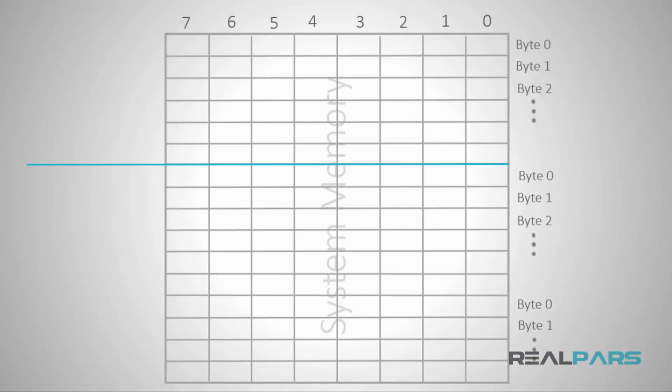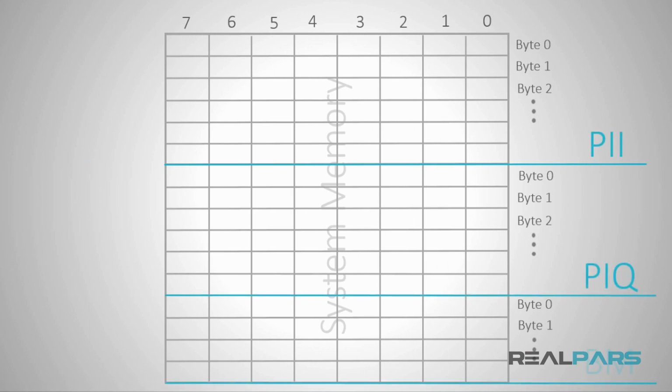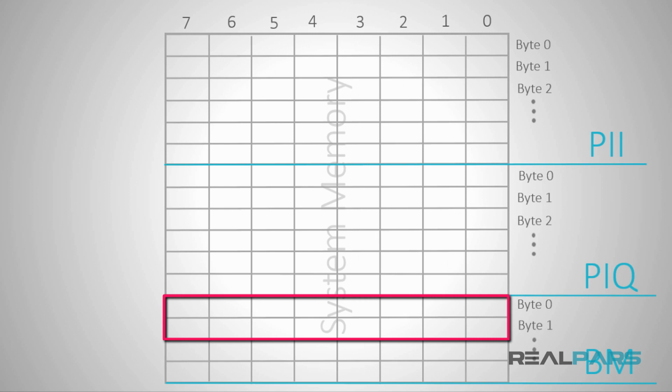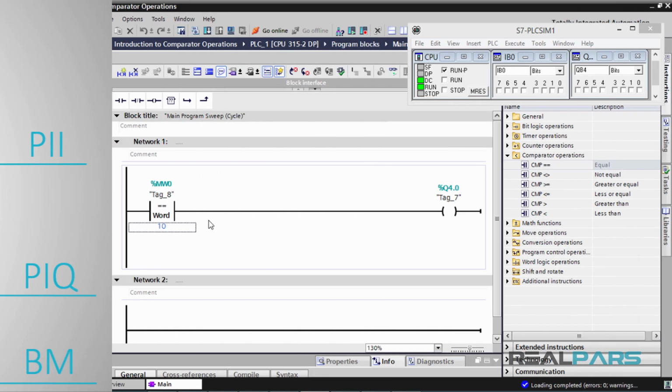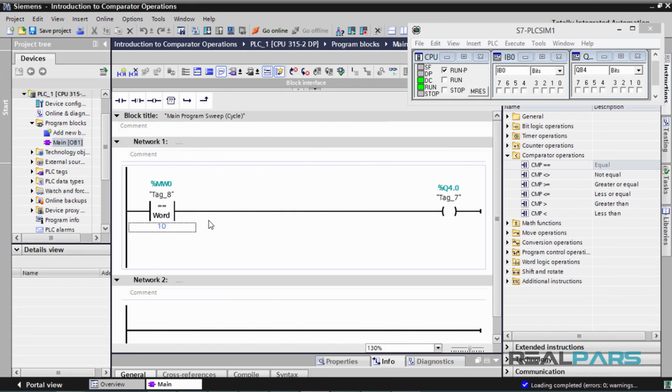As you've learned in previous lessons, MW0 includes byte numbers 0 and 1 from the bit memory environment in the system memory. This means that this word of the memory includes the first 16 bits of the memory bit space. Now, with the logic that I have here, when the value within this particular space of the memory is equal to 10, the instruction becomes true and allows the signal to pass, which energizes the output.